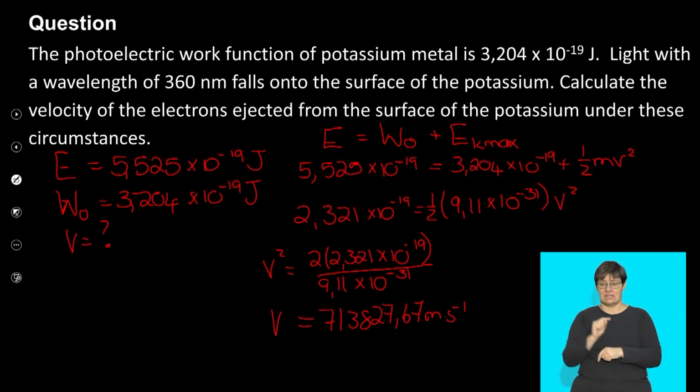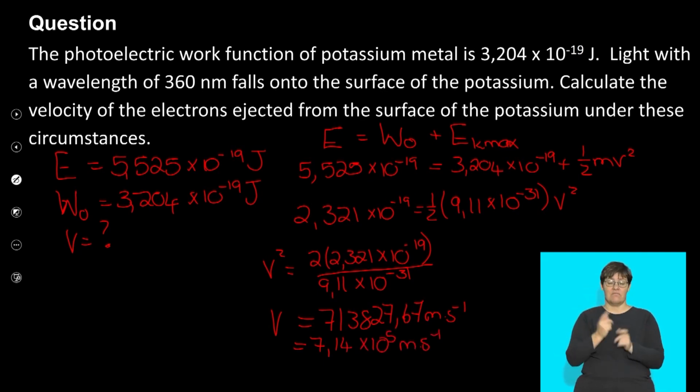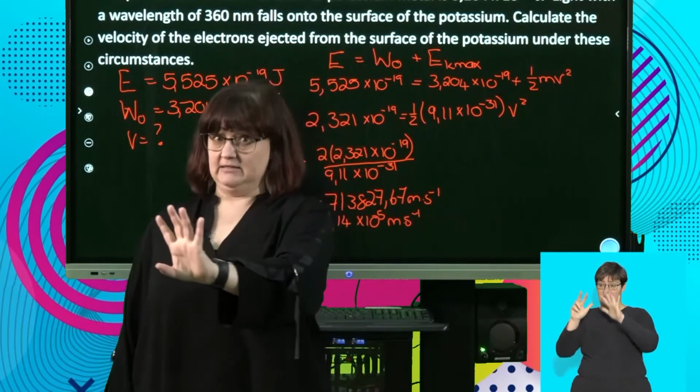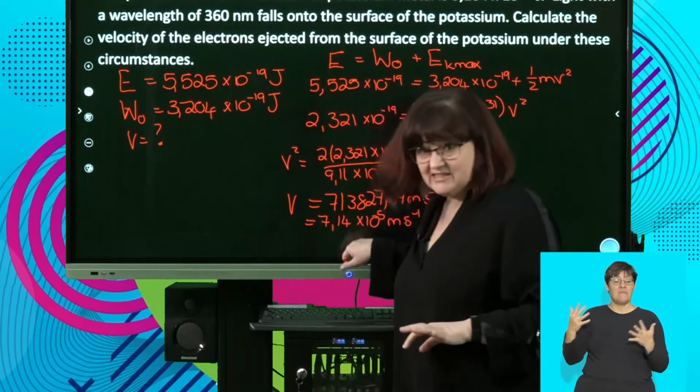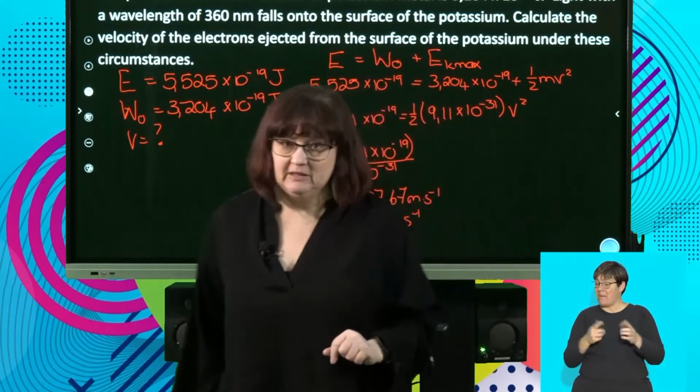And if I did put it into scientific notation, which I really can do without my calculator, it's going to go 1, 2, 3, 4, 5. This is actually 7,14 times 10 to the 5 meters per second. 1, 2, 3, 4. Yeah. 7,14 times 10 to the 5. There's a reason why I wanted it in scientific notation, because the speed of light is 3 times 10 to the 8. Okay? This is fast, but it's not quite the speed of light.